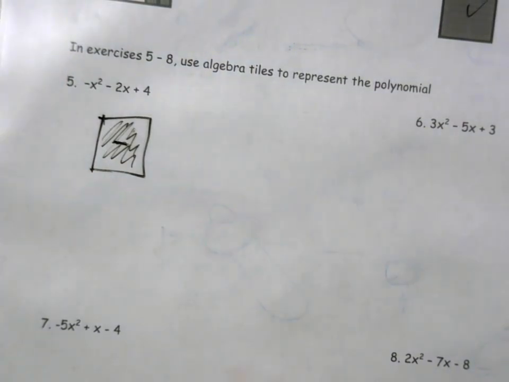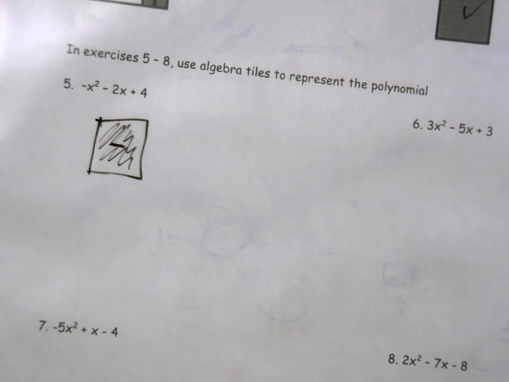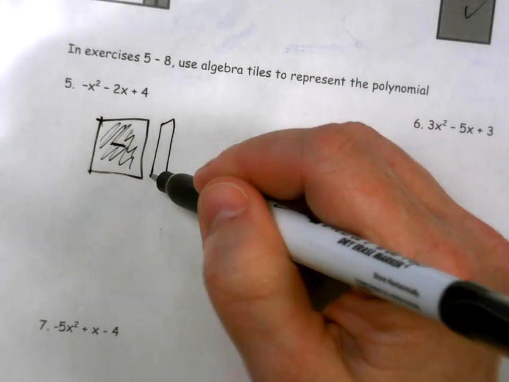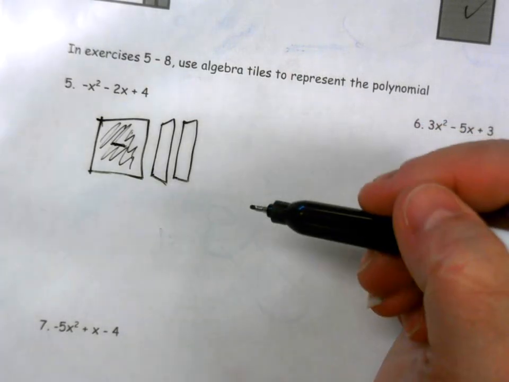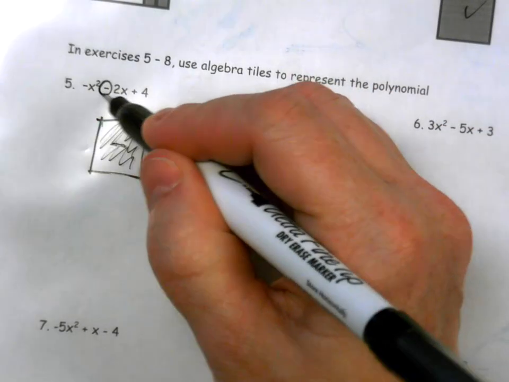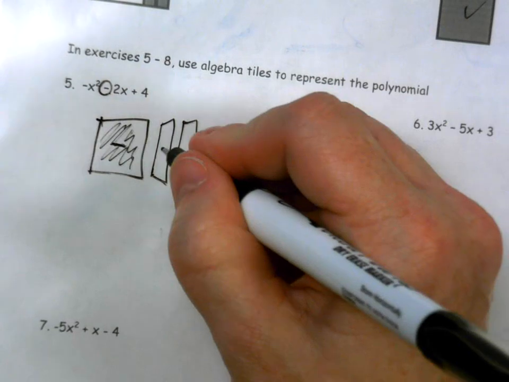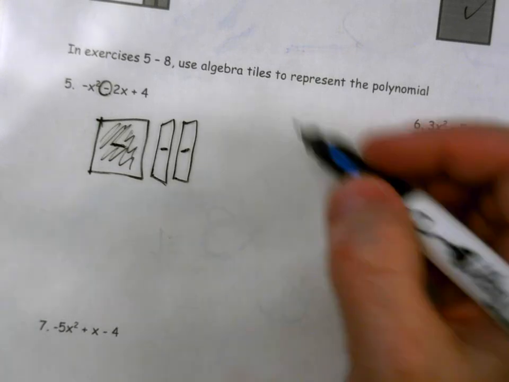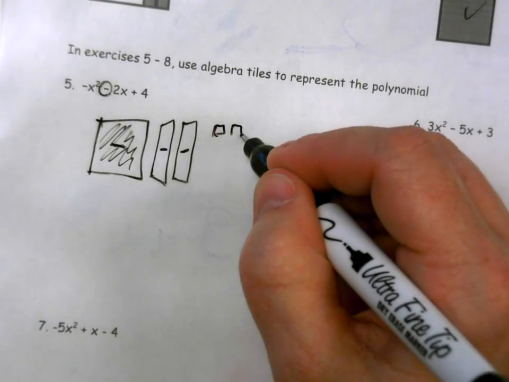Then put 2 rectangles. Are they positive? No, they're negative. Why? Yeah, that's right, because of that minus sign right there, it goes with them. Okay, and then what? There are 4 positive little squares.